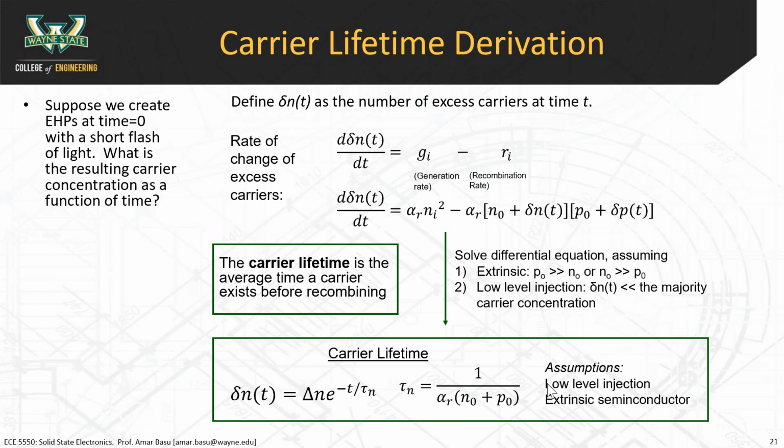Okay. And then the actual value for tau n is 1 over alpha r times n0 plus p0. Okay, you don't need to know how this was derived. You just need to know how to use these equations. Right? You have to know what carrier lifetime is.